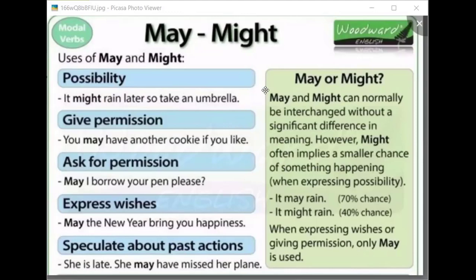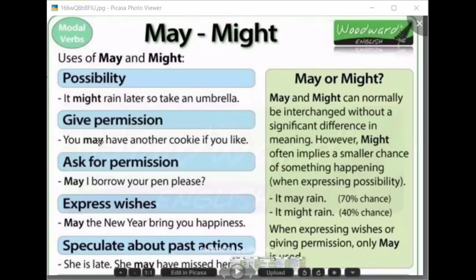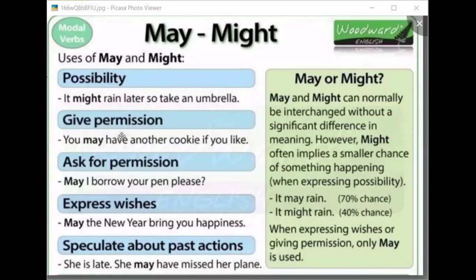Now already we discussed that when we are using might, we have less chances, 40% chances. Okay, now we also learned that when we are giving permissions, only may is used. So here we are giving permission and here we are asking for permission. So you may have another cookie if you like. Here we are giving permission to somebody and here we are asking for permission. So see, in both of these situations where we are giving or taking permissions, we have used may.